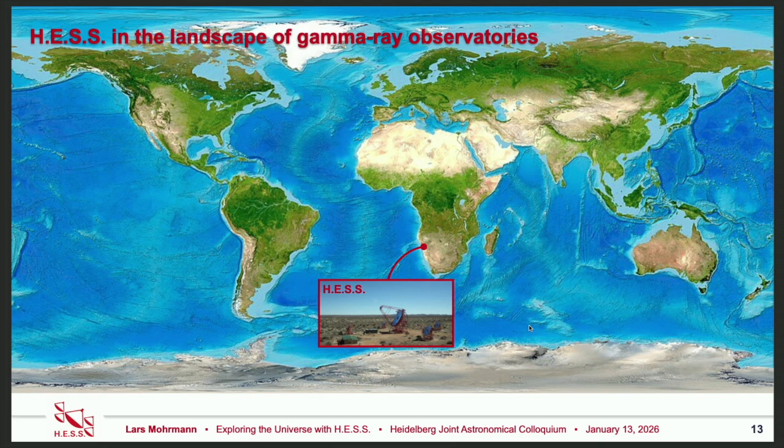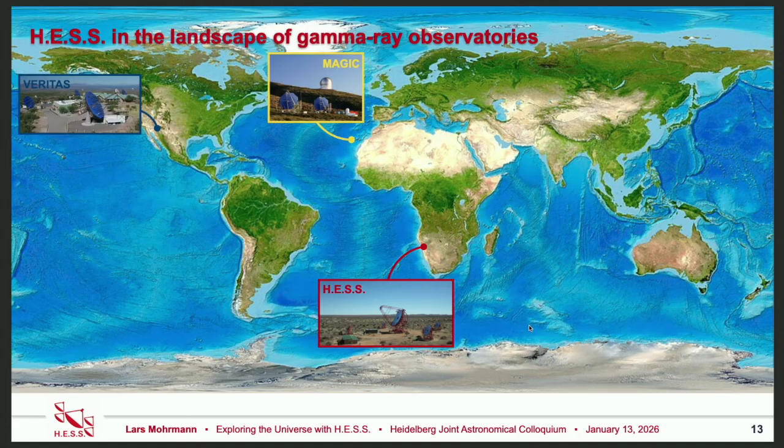Good. So then let's have a look at where H.E.S.S is in the landscape of gamma ray observatories across the world. So we have a map of the world here, and H.E.S.S is located down here in Namibia, as I said. Now there's two other arrays of Cherenkov telescopes that are operating currently, which are MAGIC on the island of La Palma and VERITAS in the US. So these also consist of several telescopes, and they apply the same technique as H.E.S.S, and they also have been measuring since many years.